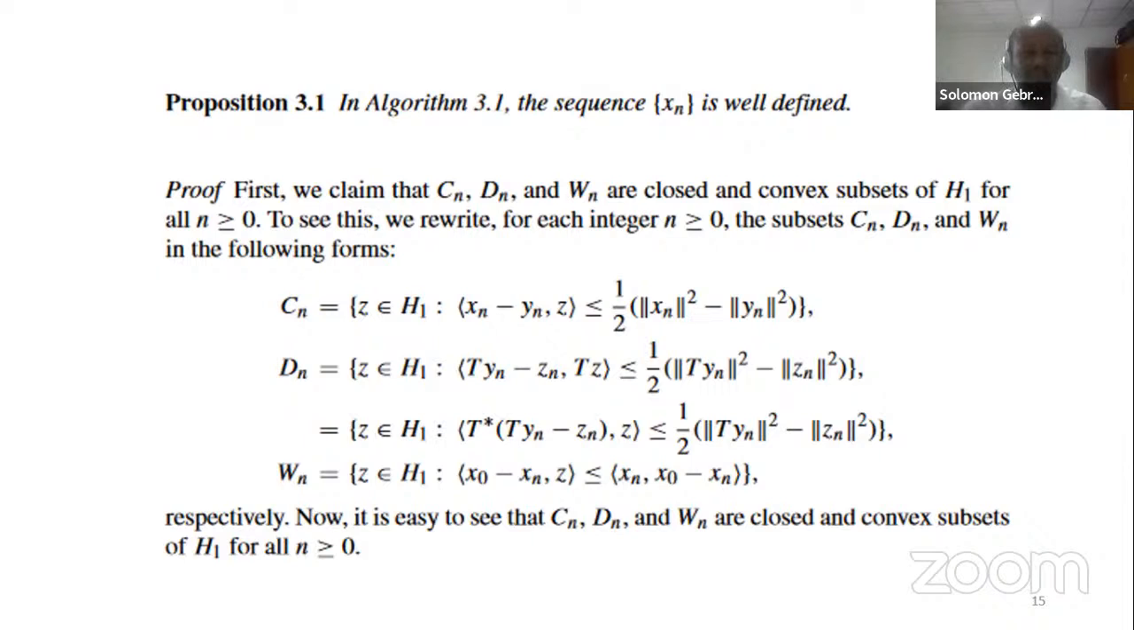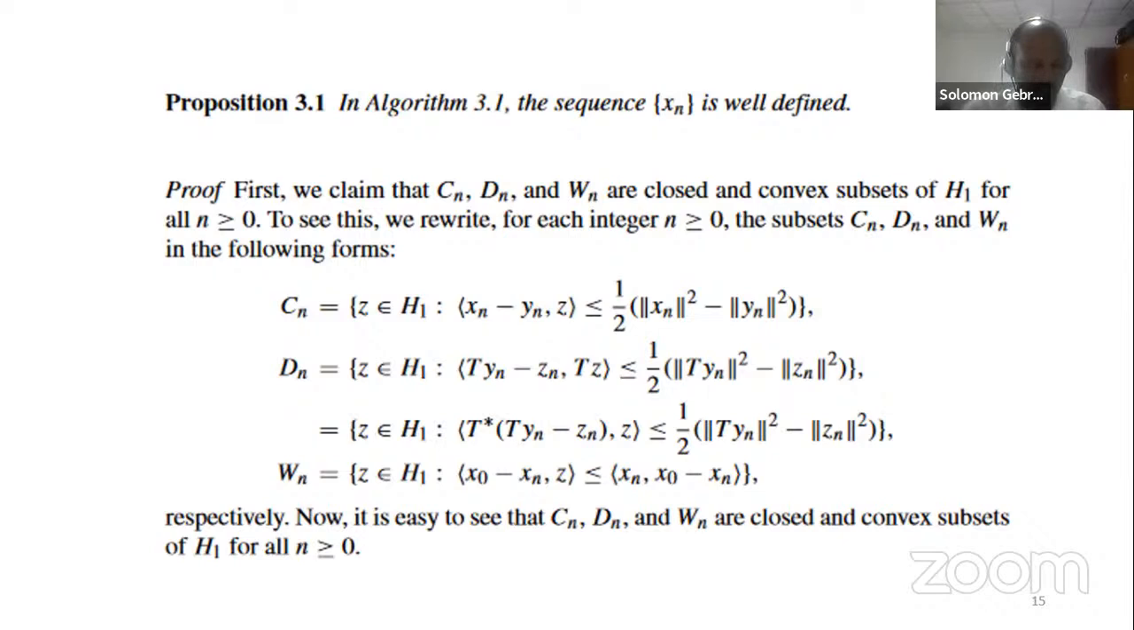A half space is a set of the form {z in H such that the inner product of a with z is less than or equal to beta}, where a is an element of H, a different from zero, and beta is a real number. It is possible to show this set is closed and convex. We can take a sequence x_n in the set, and we have to show that the limit point is included again in the set.